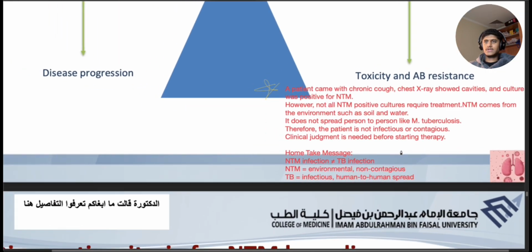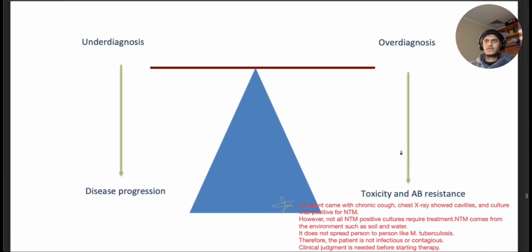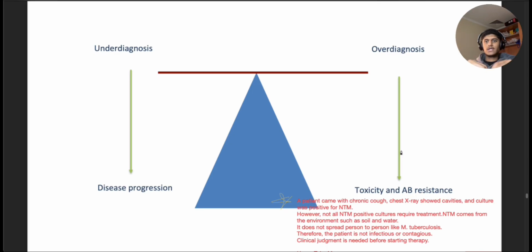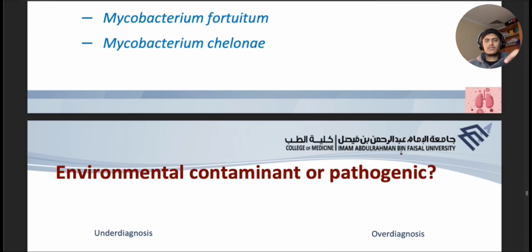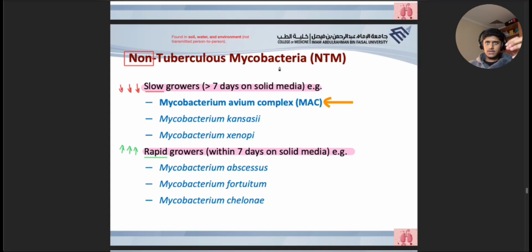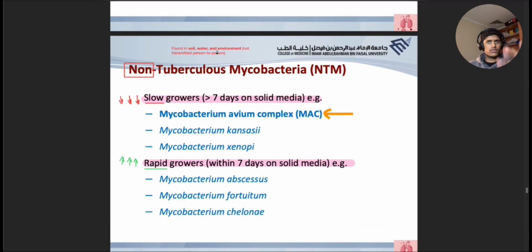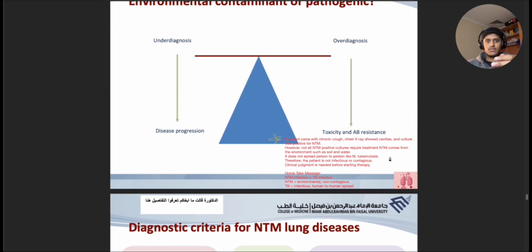What is the important thing about this slide? You should understand that sometimes when we diagnose a patient, we need a balance between underdiagnosing the patient and having disease progression, or overdiagnosing the patient and having toxicity and antibiotic resistance. Why am I saying this? Because non-tuberculous mycobacteria come from soil, water, and the environment. They are not transmitted from person to person, making it a disease that is not really contagious.